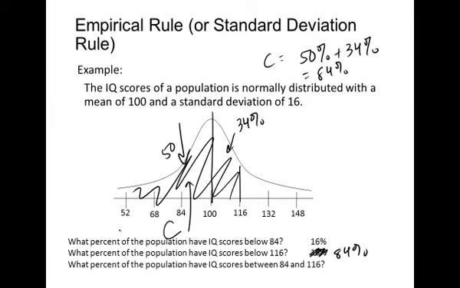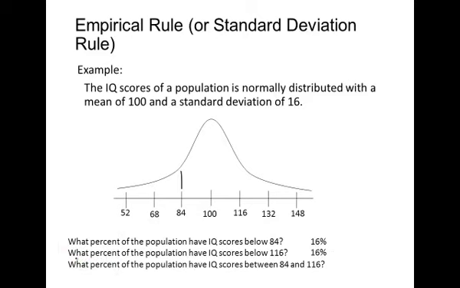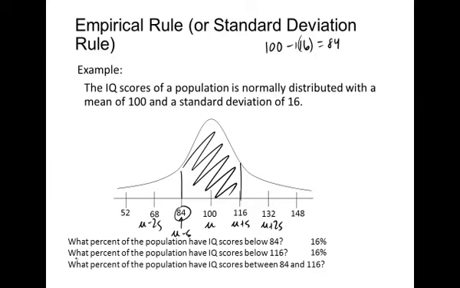And what percent of the population have IQ scores between 84 and 116? So between 84 and 116, I think we answered that already, because this is one standard deviation below the mean, because 100 minus one standard deviation is 84. So that's where the 84 comes from. So this is mu minus s, this is mu plus s, and so on, mu plus 2s, mu minus 2s. So we know that this is, from the empirical rule, how much? That's right, 68%.